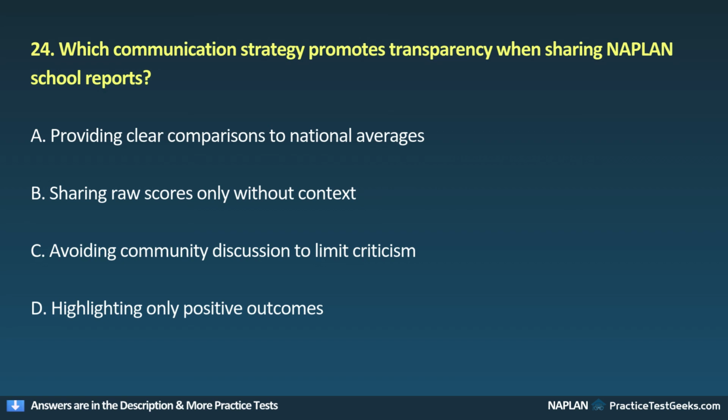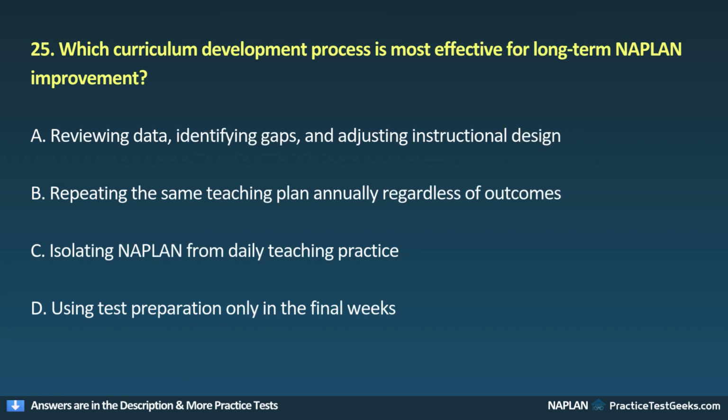A. Providing clear comparisons to national averages. B. Sharing raw scores only without context. C. Avoiding community discussion to limit criticism. D. Highlighting only positive outcomes. 25. Which curriculum development process is most effective for long-term NAPLAN improvement?